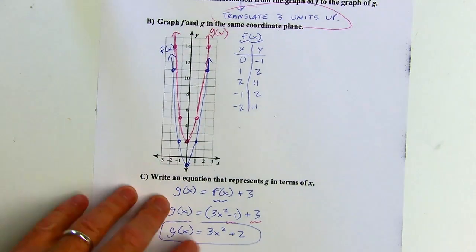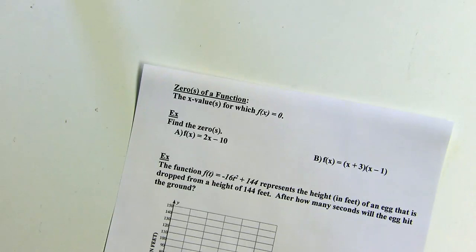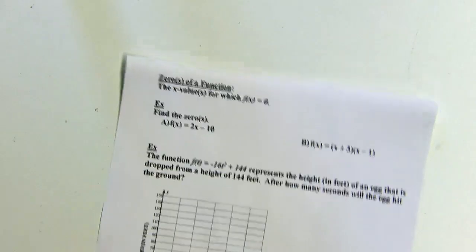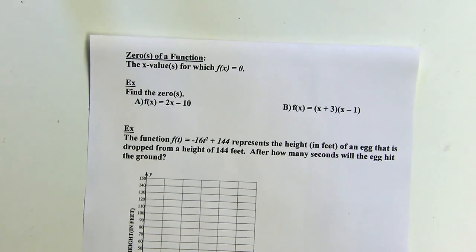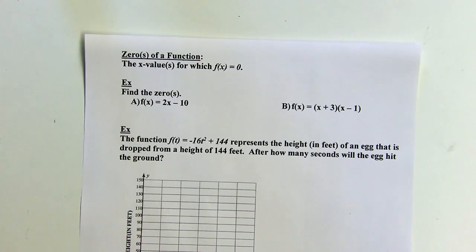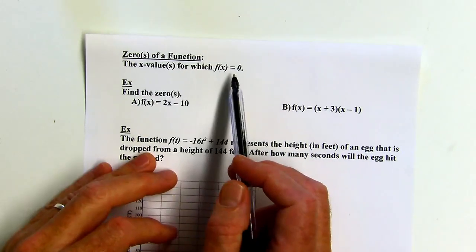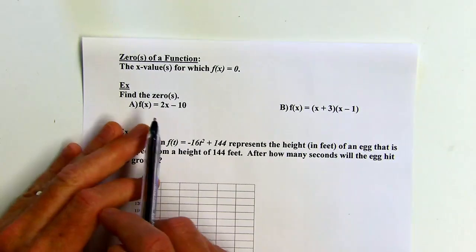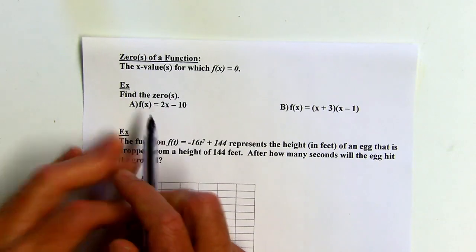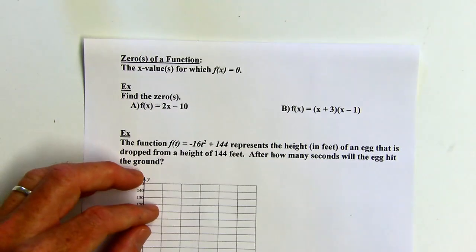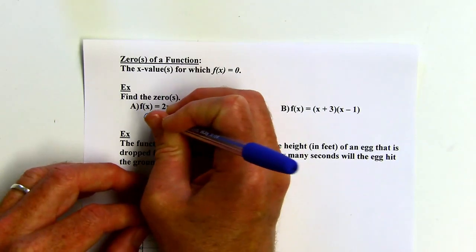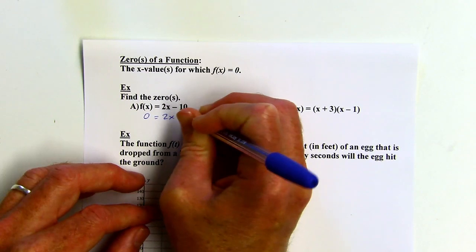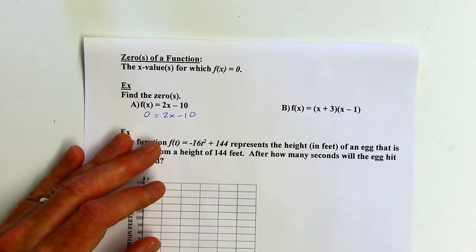Okay, next page. Zeros of a function. The zeros of a function are going to be the x values for which f of x equals 0. So if I'm looking at these functions and I want to find the zeros, all I have to do is plug in 0 for f of x. Well, that's the first step. And then the second step would be to solve for x.